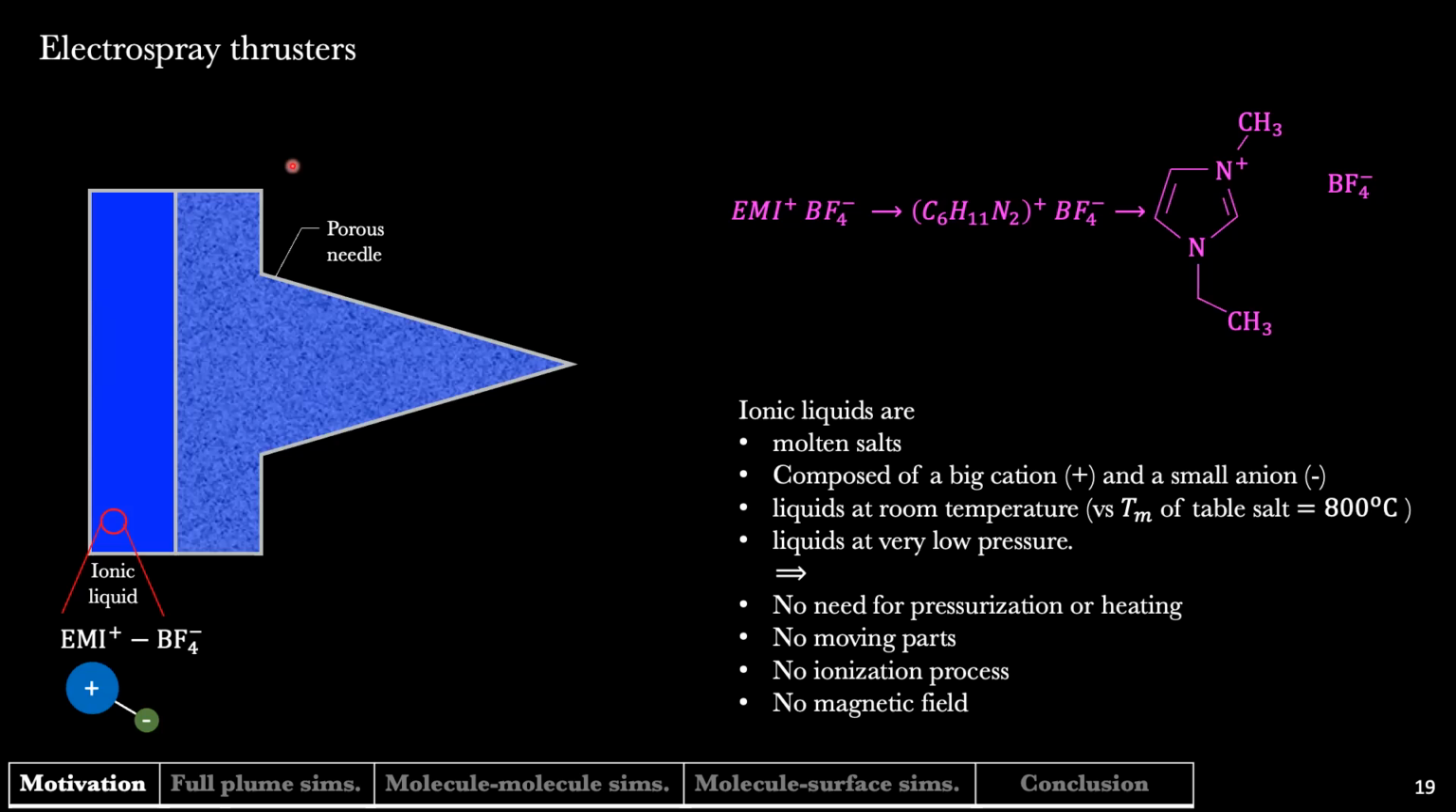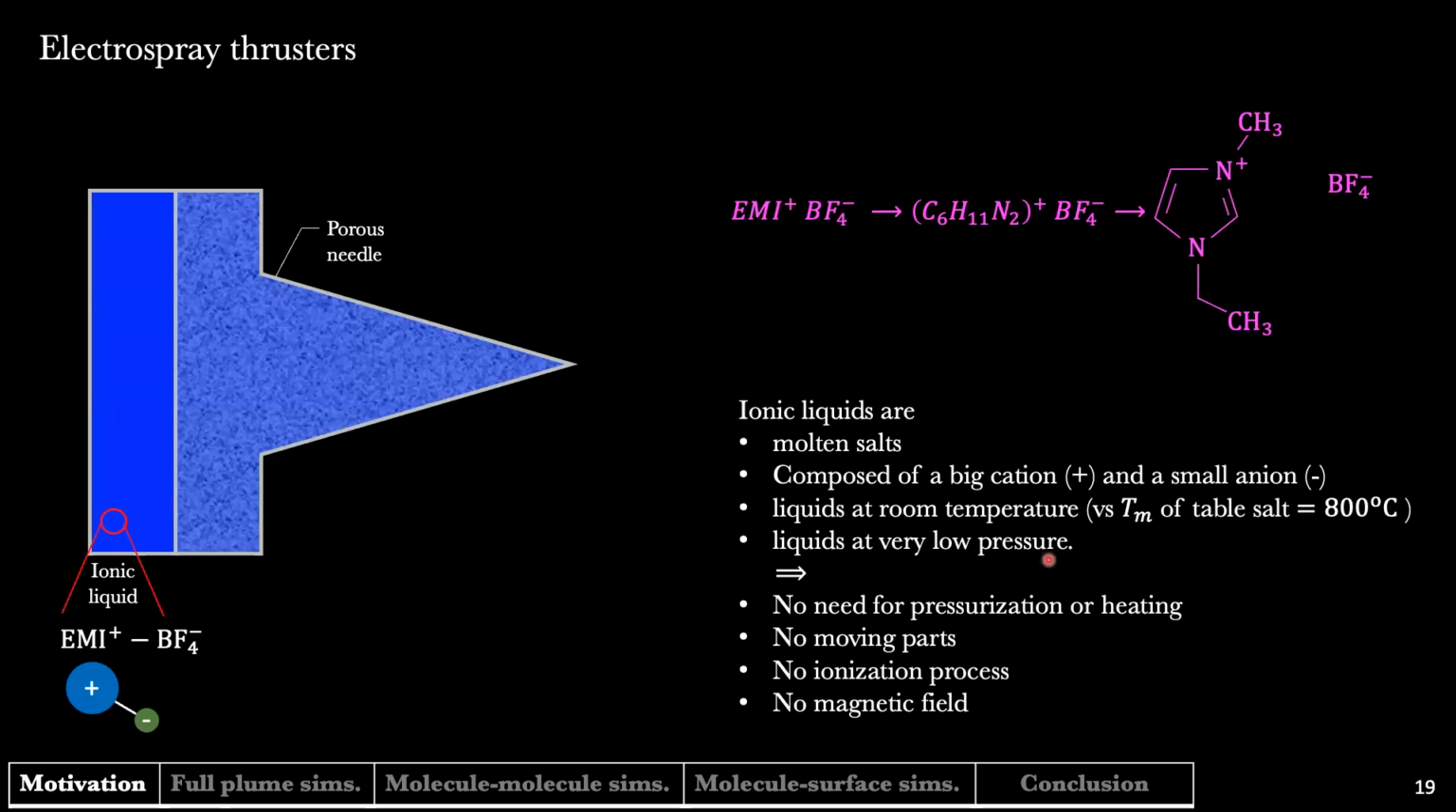However, the melting temperature of the table salt is about 800 degrees, whereas the ionic liquids are liquids at room temperature. They are also liquids at very low pressure. And they are composed of one big cation, the positive part, and one small anion, the negative part. And the ionic liquid that we use for our application is EMIBr4, that is given with this chemical formula and this chemical structure.